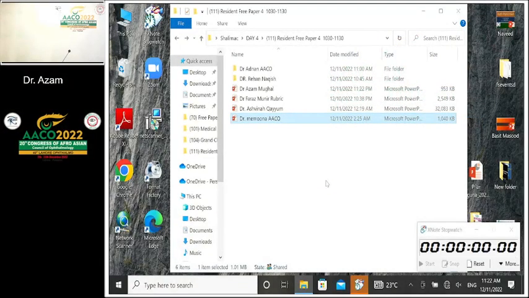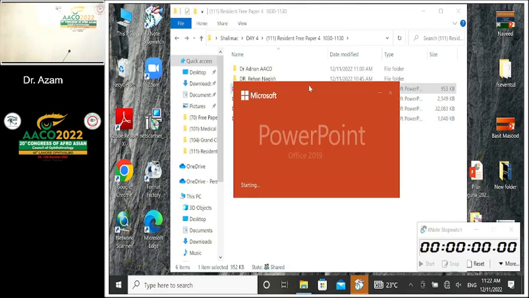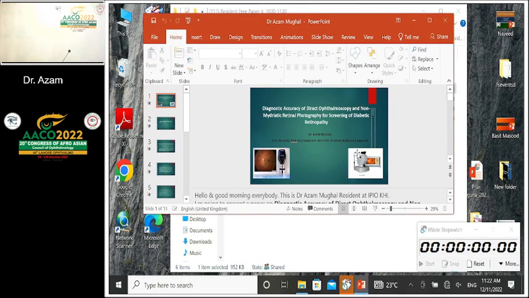Yes. His talk is on diagnostic accuracy of direct ophthalmoscopy and non-mydriatic retinal photography for screening of diabetic retinopathy.